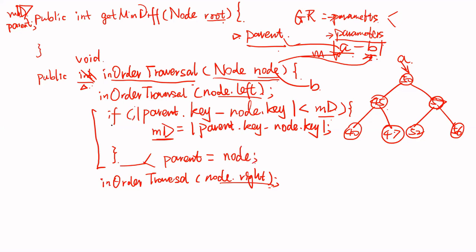And inside of this if statement, I'm going to check whether parent is equal to null. I need to make sure that it's not equal to null. Then I'm going to check whether this is smaller than MD as well. Would this work? Why am I doing this here? What does that mean?